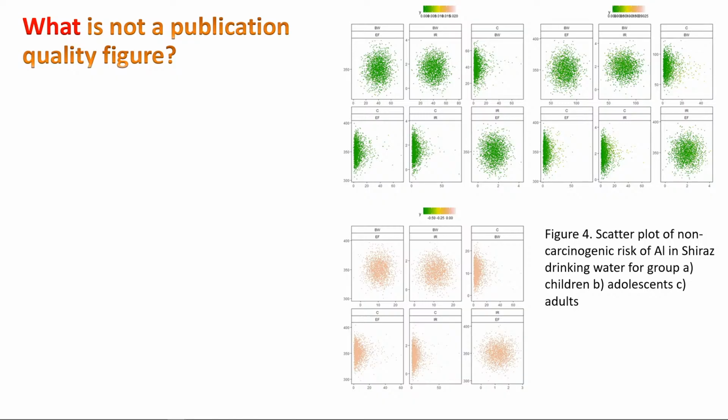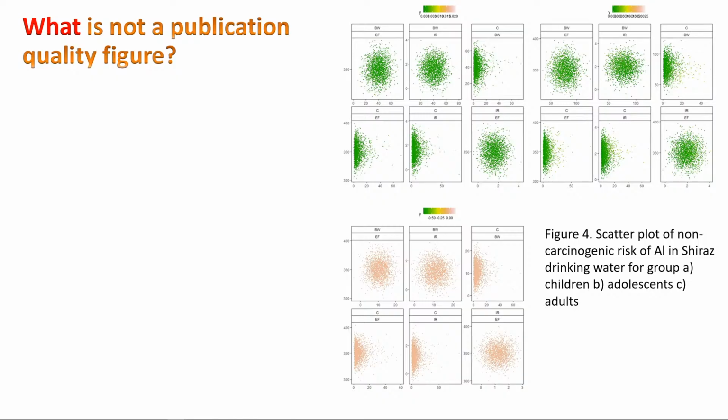I want you to look at this figure and tell me, is this a publication quality figure or not? This is a scatter plot for non-carcinogenic risk of aluminum in Shiraz drinking water for the groups children, adolescents, and adults. That's all this figure has.